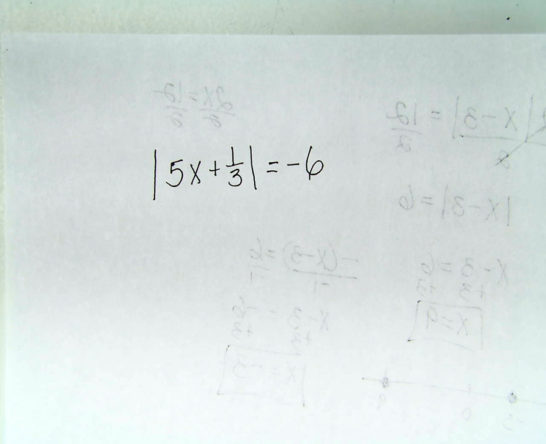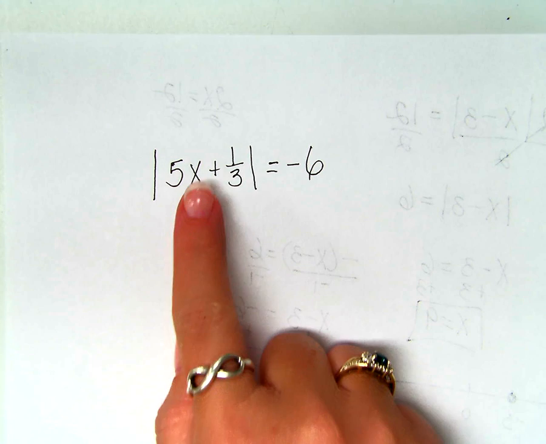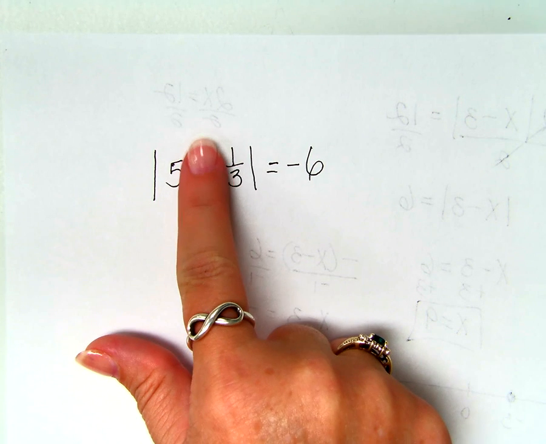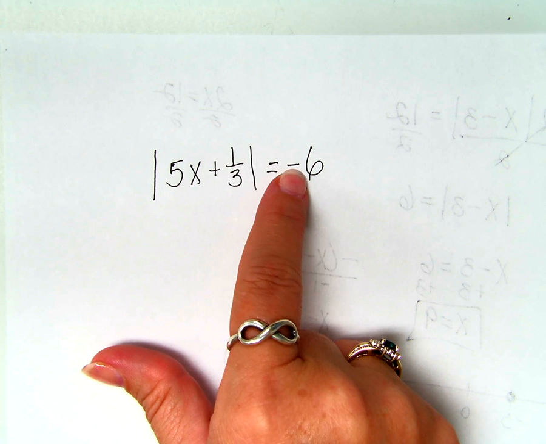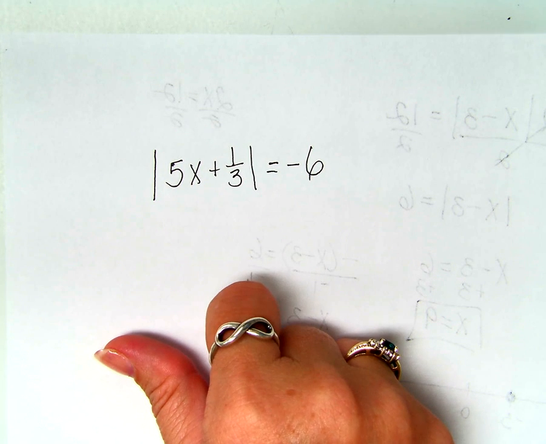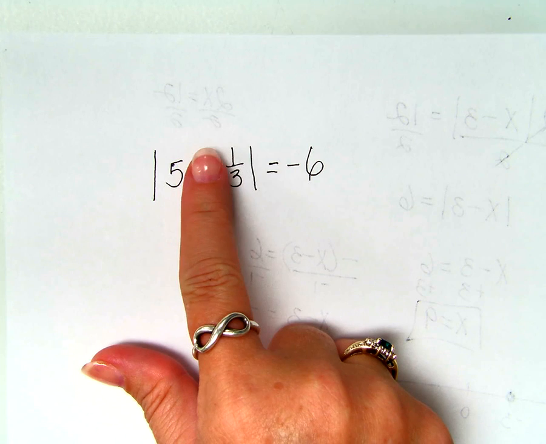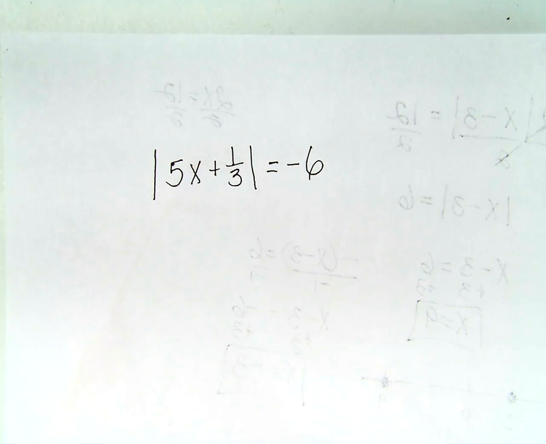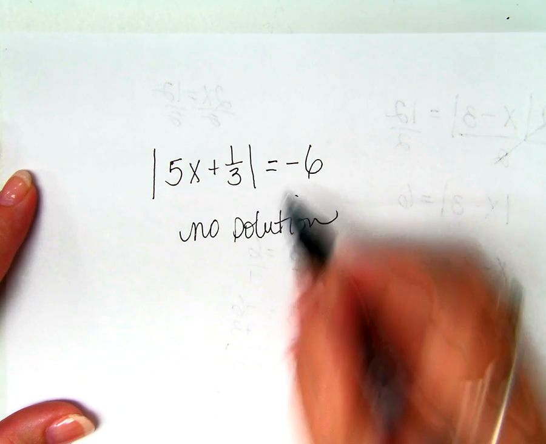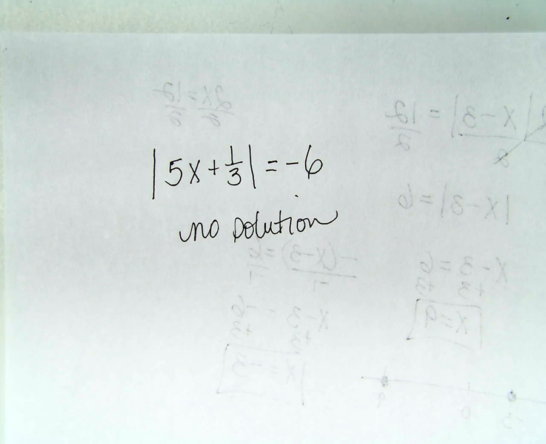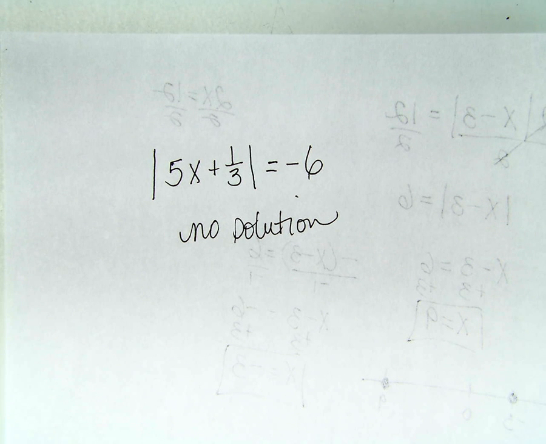Guys, this is a thinking problem. You tell me right now what number would be inside of here that I take the absolute value of and I get a negative 6. Nothing. Because you don't have negative. No solution. That's a solution. No solution. So why didn't I put that on my work? Absolutely, from now on.